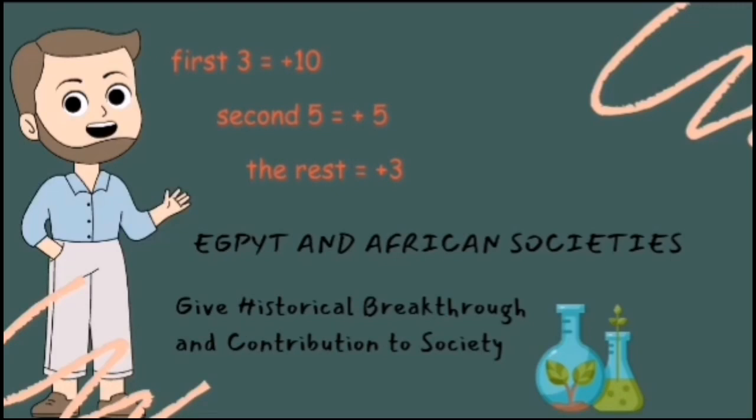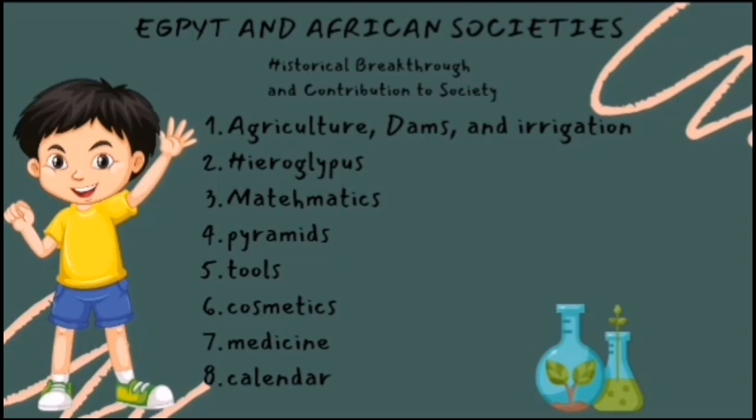Next is the Egypt and African society. What is the historical breakthrough in Egypt and African society? The invention also of agriculture, dams and irrigation channels and water for farms. And then the writing system, the hieroglyph, use of papyrus plant to create papers and creation of ink.